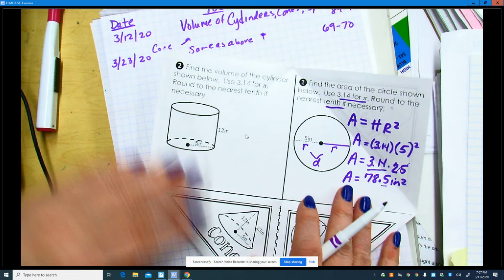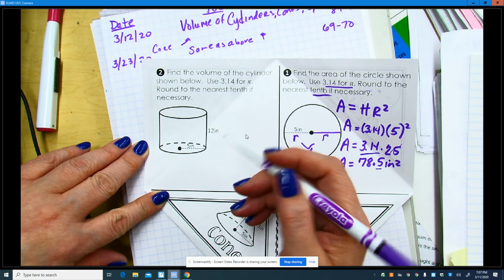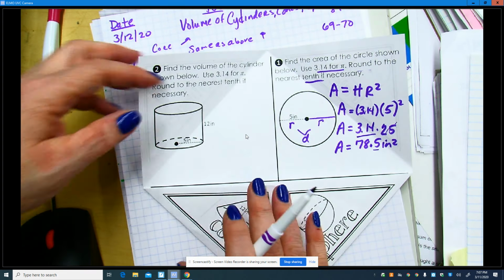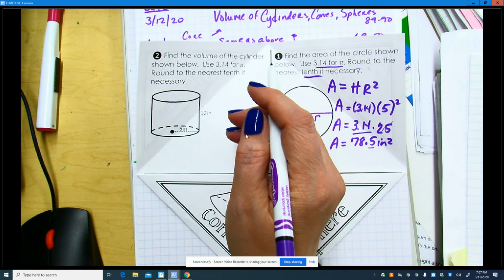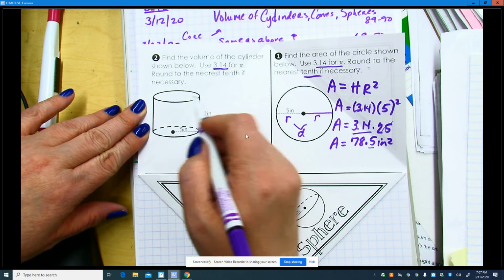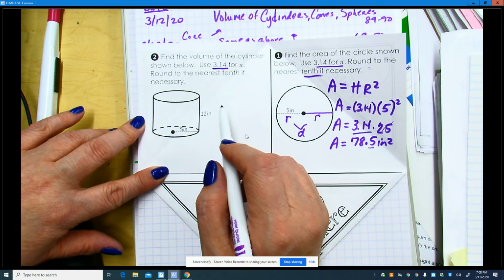If you drink a can of soda, open a can of soup, really anything in a can or a container, especially when you think about volume, typically is in a cylinder type shape. So to find the volume of the cylinder shown, we need to know a couple things. Of course, they want us to continue to use pi because we see that circle. Pi is always associated with the circle. Round to the nearest tenth if necessary.